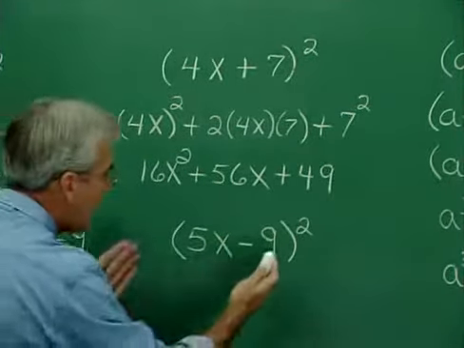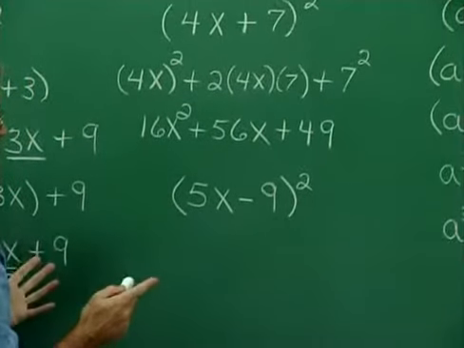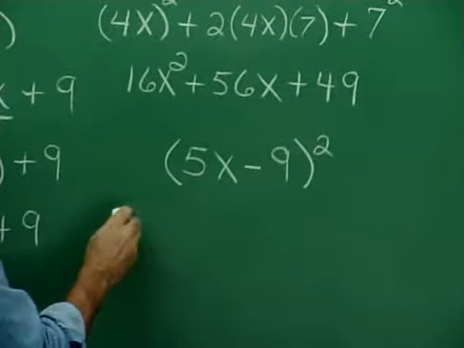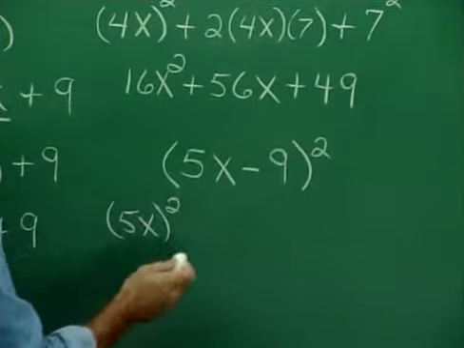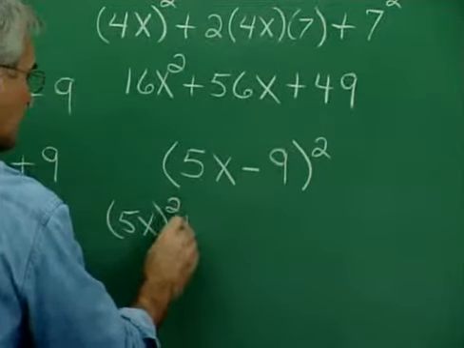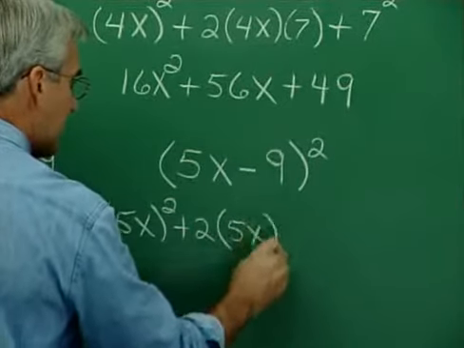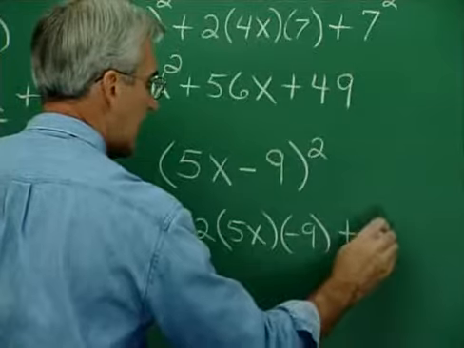And when we have the difference of two terms, all squared, it's the same idea. We're squaring, so the first term of our answer is going to be this first term, all squared. The middle term is going to be just double the product of these two, so it's double 5x times negative 9. And then the last term is the last term squared.